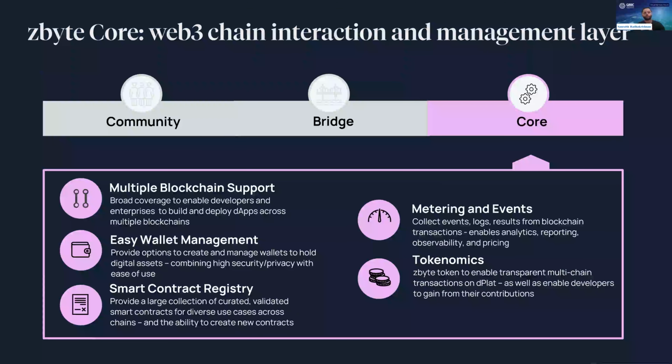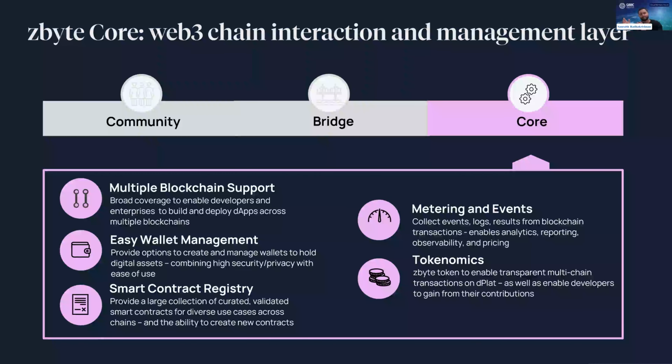We break it down into the core, the bridge, and the community. The core is the Web3 interaction and management layer. This includes things like the multiple blockchain support that I mentioned, the wallet management, the smart contract registry, where you have all the different smart contracts that you can go access, and the functions within those, metering and events, and finally the tokenomics.